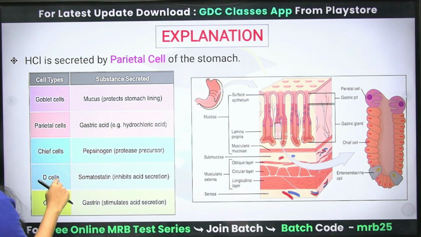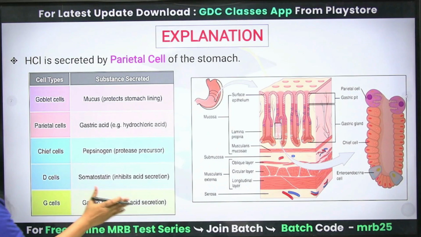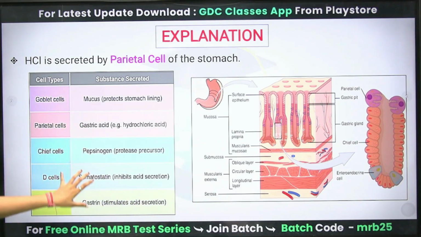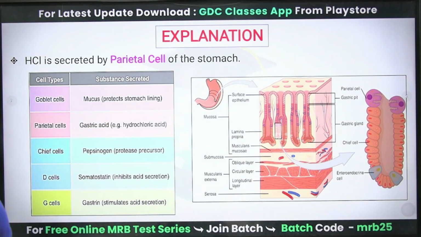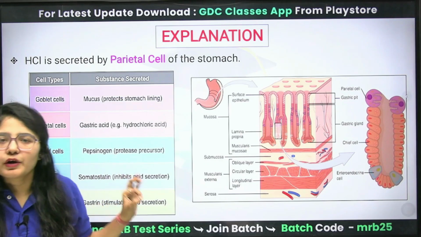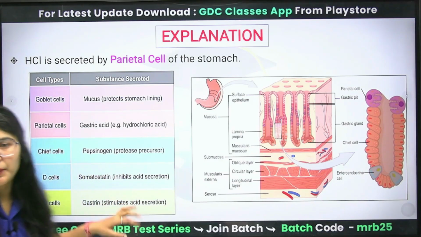Chief cells produce pepsinogen, which is a protease precursor. D cells produce somatostatin, which inhibits your acid secretion. G cells produce gastrin, which stimulates your acid secretion. So these are all the types of cells present in your stomach and their functions. Clear? So this table is important and a must for your exam preparation.